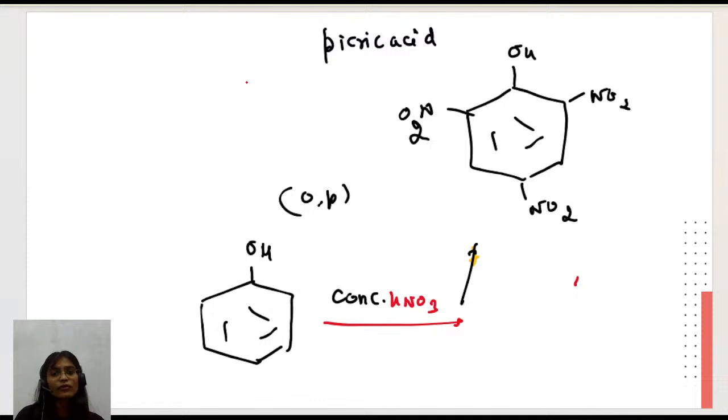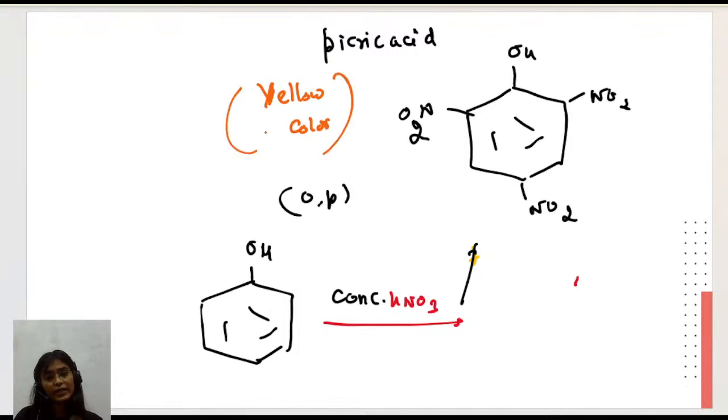This is how a question can be framed from this topic: there is some compound A, and when we add concentrated HNO3 we get an intense yellow color. The question wants to highlight that picric acid is what we are getting there. It's a yellow colored compound. Can anyone tell me the IUPAC name for picric acid? Picric is the common name.